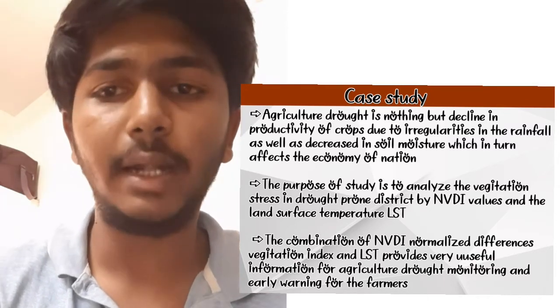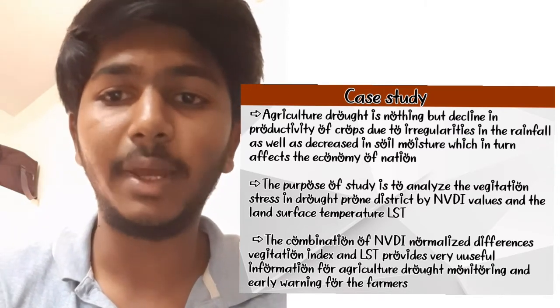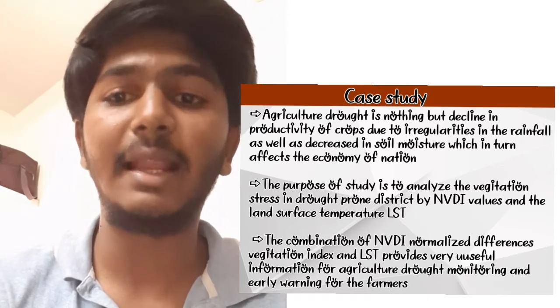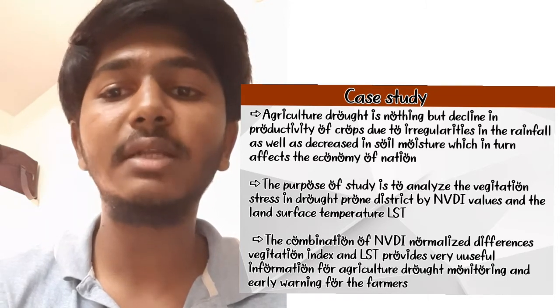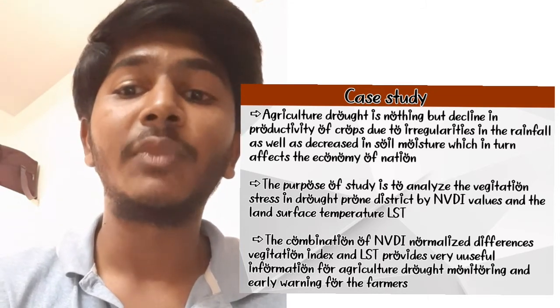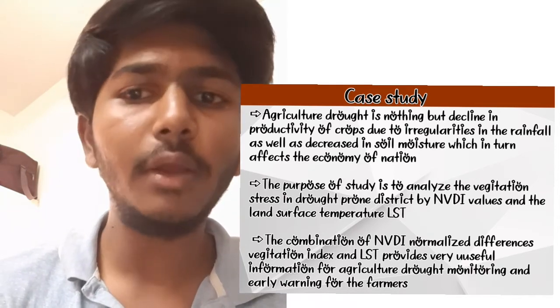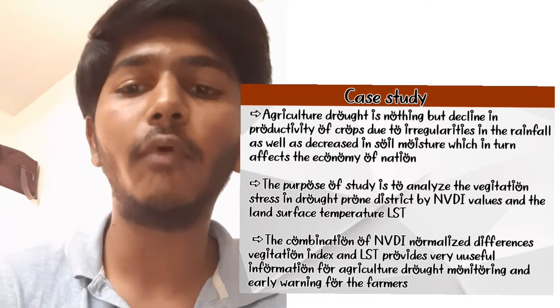The purpose of the study is to analyze the vegetation stress in drought-prone districts by NDVI values and land surface temperature, LST. The combination of NDVI, the normalized difference vegetation index, and LST provides very useful information for agricultural drought, helping to monitor it and give early warning to the farmers.